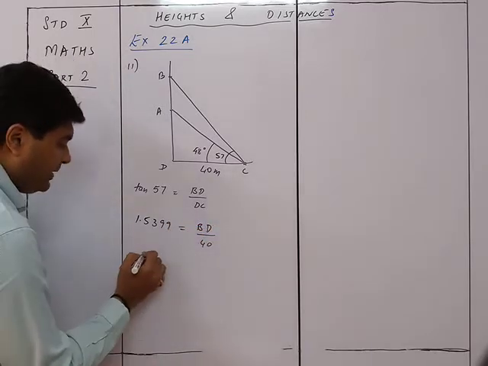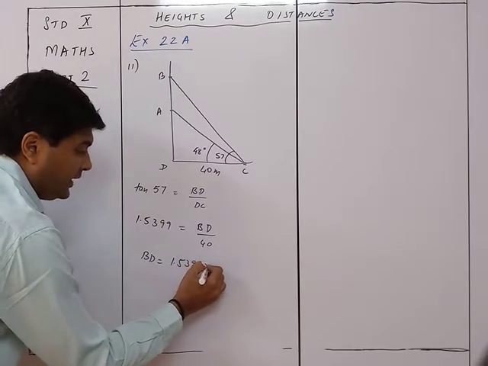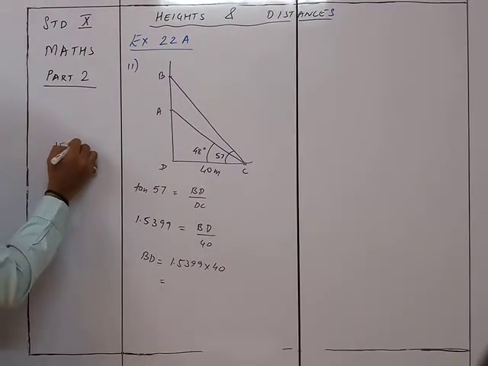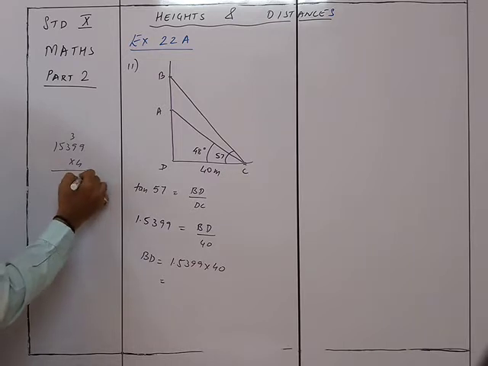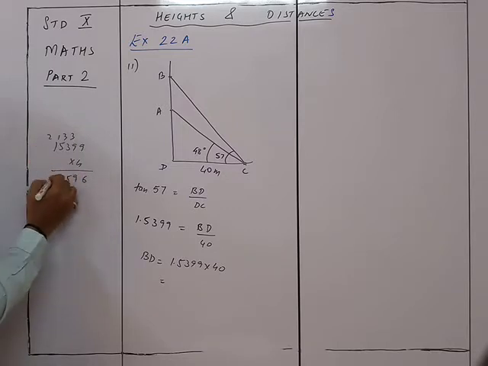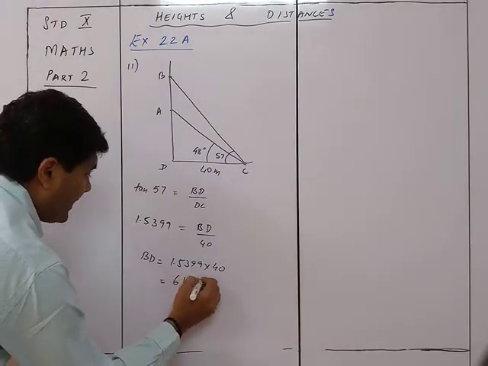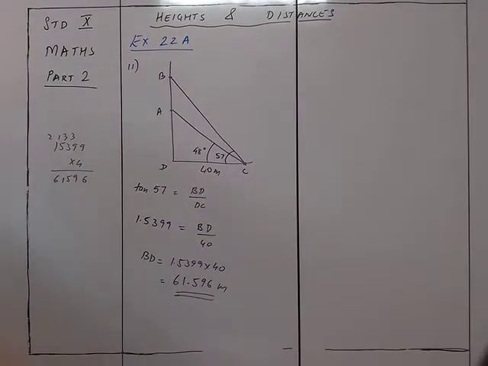So that gives me BD is equal to 1.5399 into 40. So that will be 15399 into 4, which gives 61.596 meters. Okay.